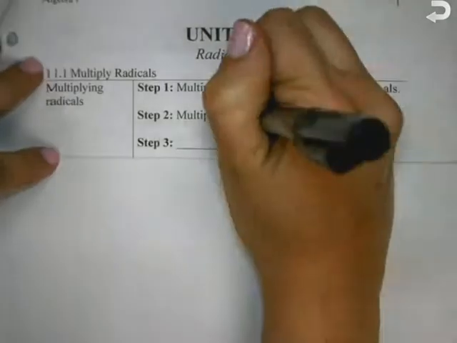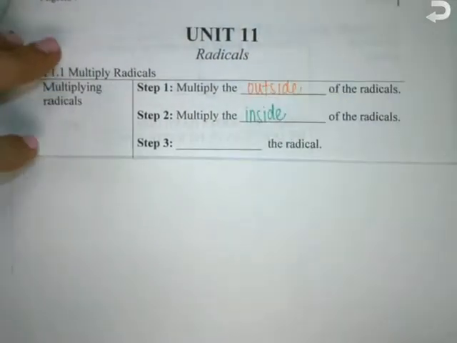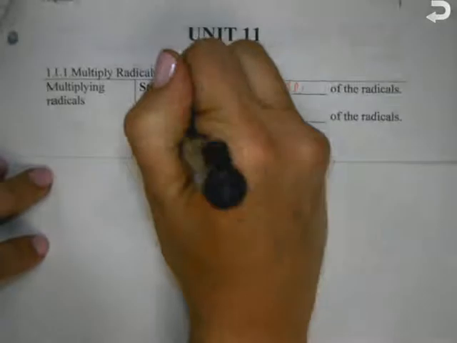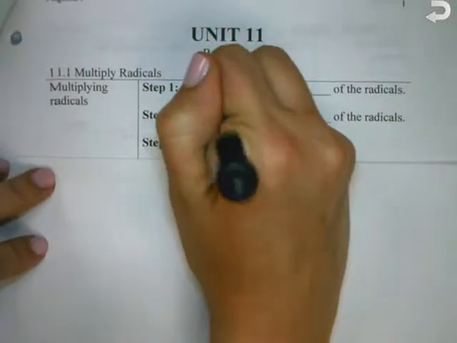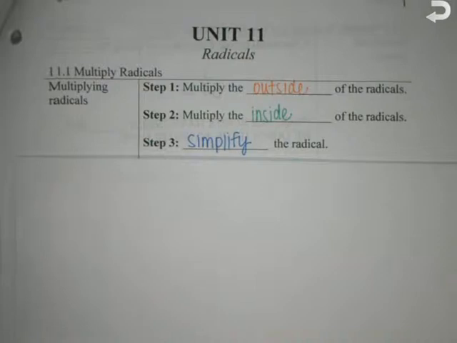Then the nice thing about radicals is you get to multiply whatever's inside. So you're going to multiply the inside of the radicals. That's step 2. And then step 3, which is almost always our step 3, you want to simplify the radical. Which means if there's any perfect squares, you get them out of there and make the inside as small as possible.